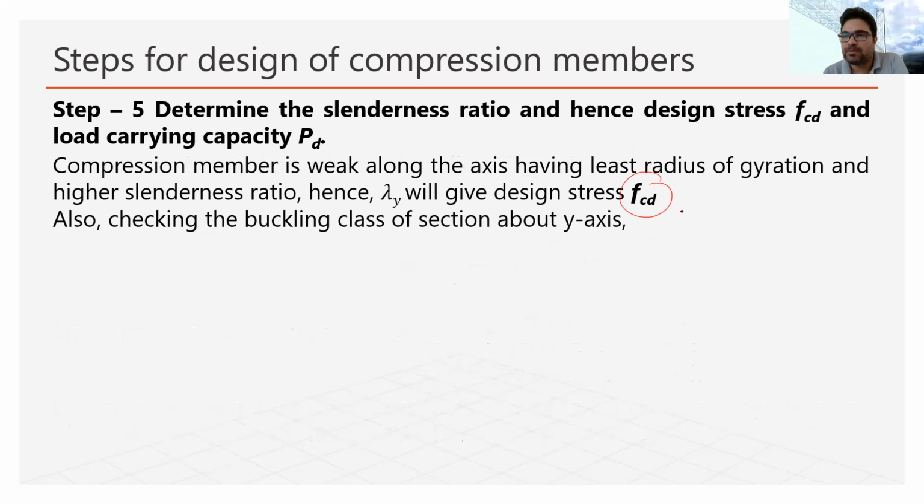Whether we have to look at table 9A, B, C, or D will be decided on the basis of the buckling class. So we will check which buckling class our I section belongs to.